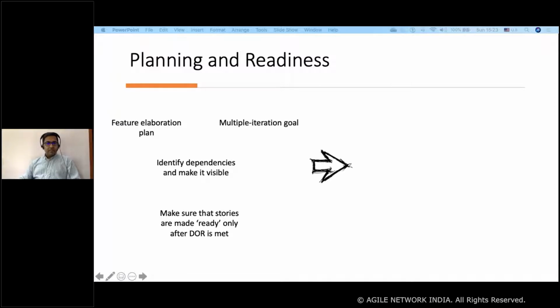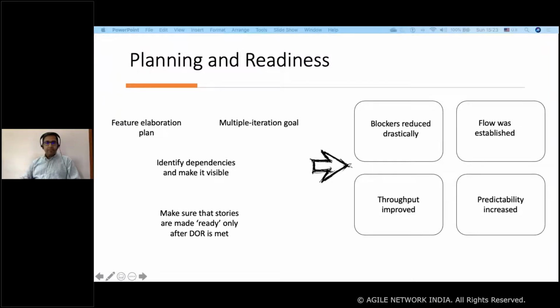These are the things which were taken up, and the outcome: blockers were reduced drastically. It's not that there were no blockers at all, there were blockers, because that's the inherent nature, but they were reduced drastically. There was a flow established. As the blockers and dependencies reduced, the flow was improved. There was a continuous flow of work items moving, and once the flow was established, the throughput improved, so velocity improved.